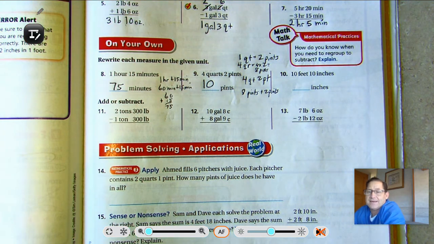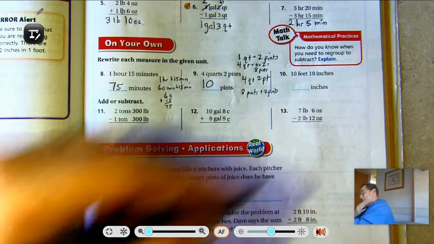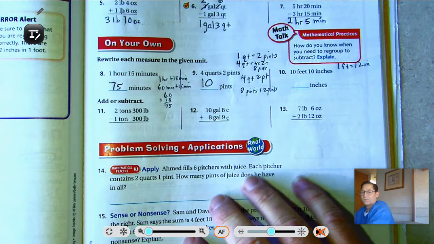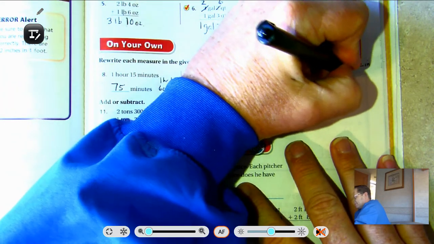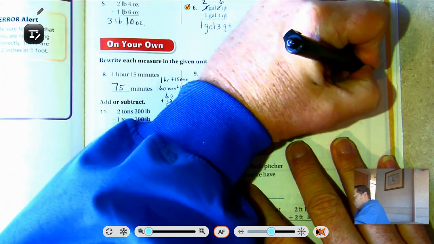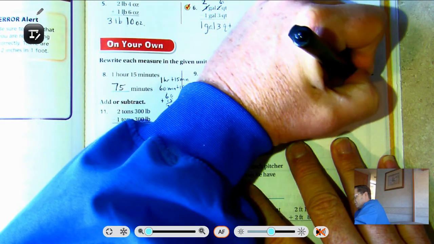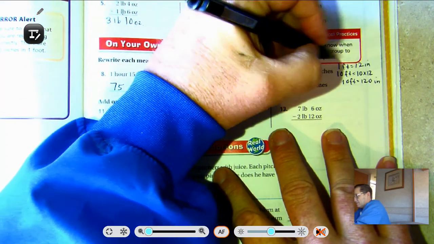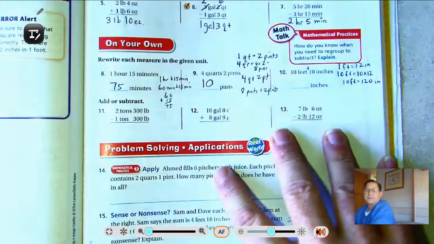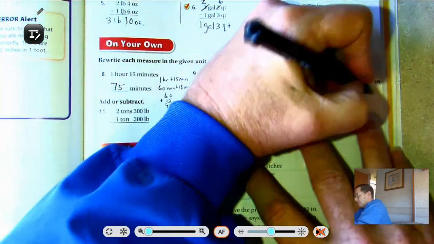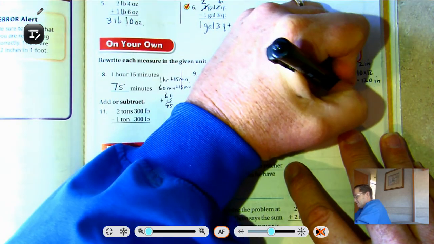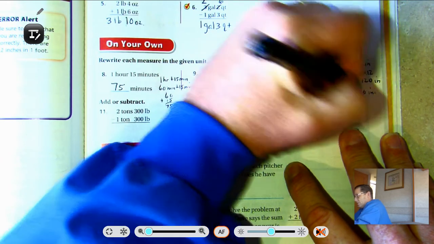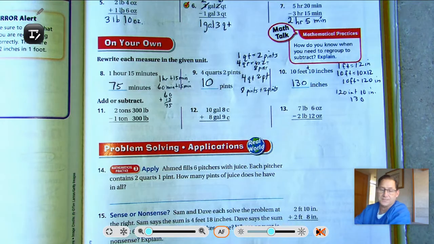10 feet, 10 inches, just as inches. All right, 1 foot is 12 inches. So 10 feet would be 10 times 12, which is 120 inches. So 10 feet plus 10 inches. So 10 feet is 120 inches plus the additional 10 inches, 130 inches.